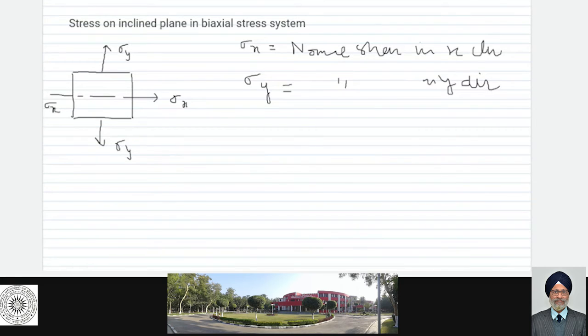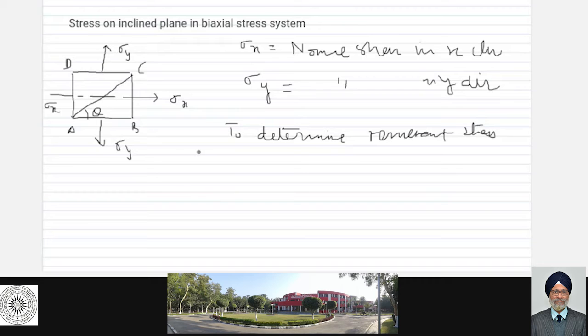Now, we draw a plane, say A, B, C, and D. So we take a plane AC, which is inclined at angle theta. Our objective is to determine the resultant stress on plane AC, which is inclined at theta. So this configuration you will not find in the books, okay, so you have to remember it just as I am telling you, so that you understand it properly.